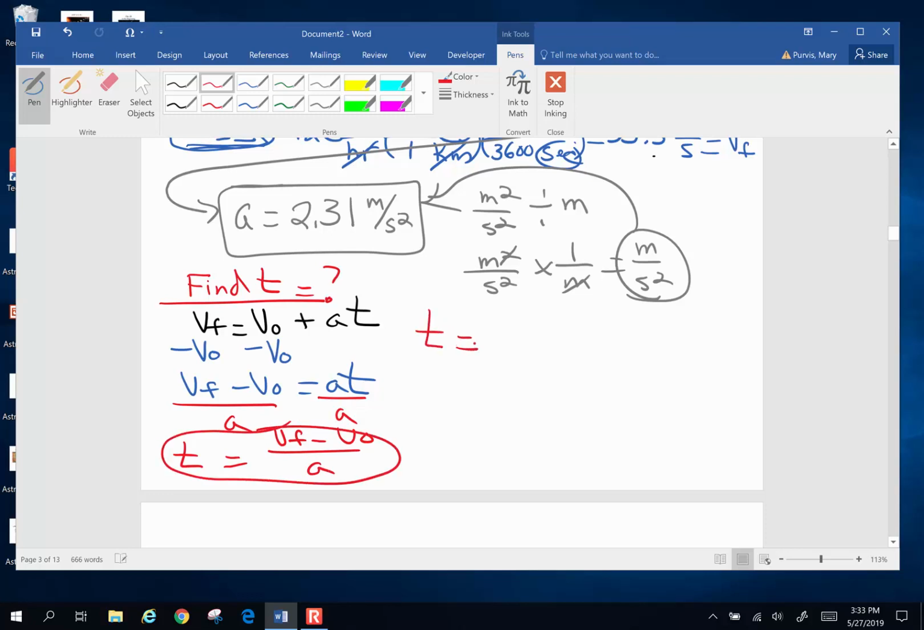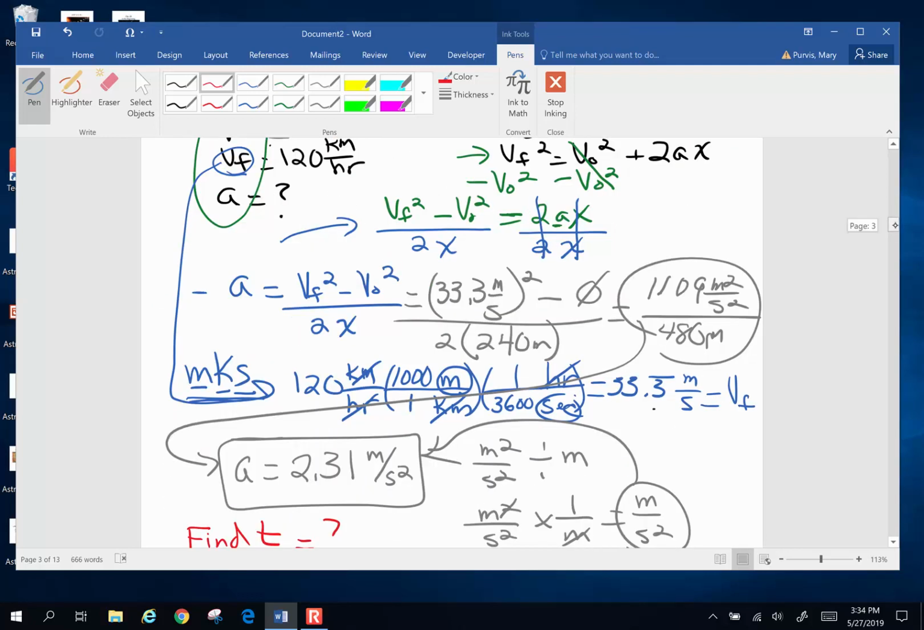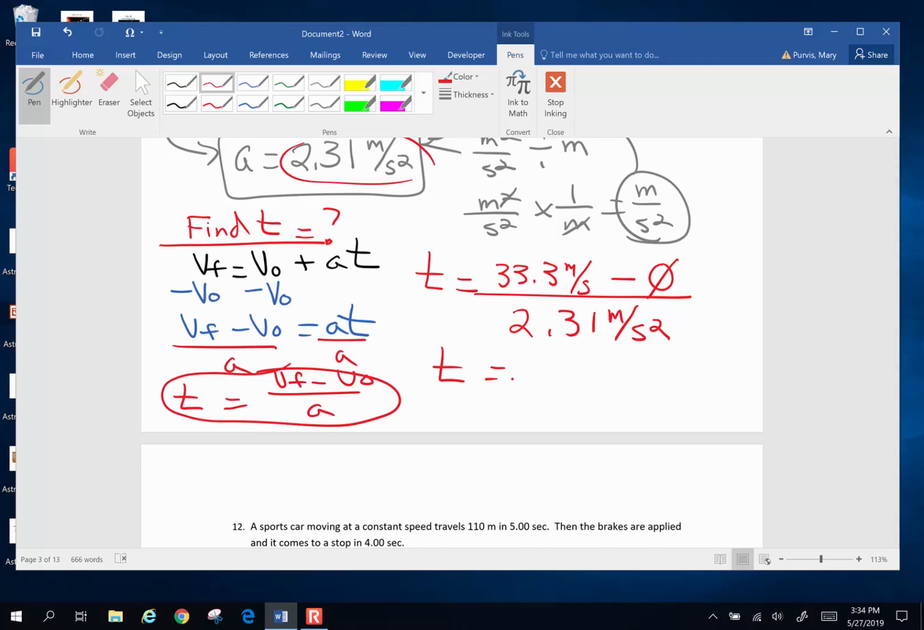So time will be my final velocity, which I found was 33.3 meters per second. Original velocity was 0 because it had 0 speed at the beginning of the runway. And my rate of acceleration that I just found up here, 2.31 meters per second squared. When I pop that into my calculator, that is going to be 33.3 divided by 2.31, and I end up with 14.4 seconds. Let's take a minute and see where those units came from.